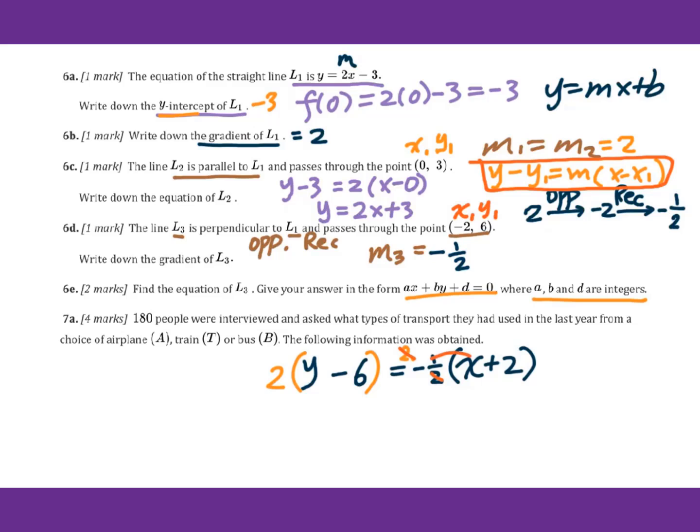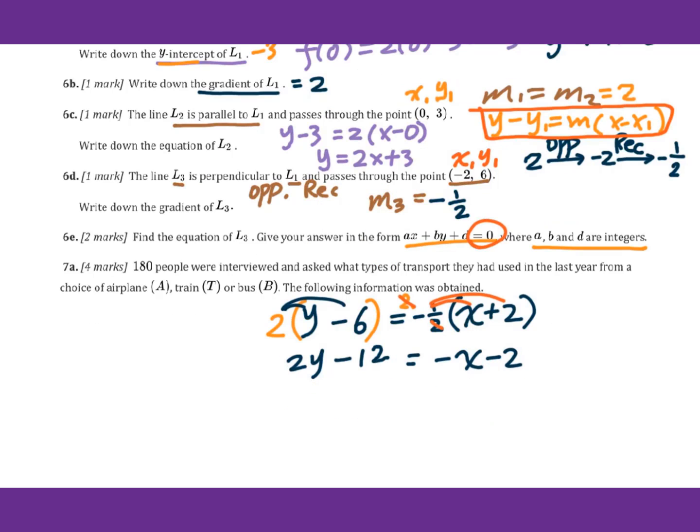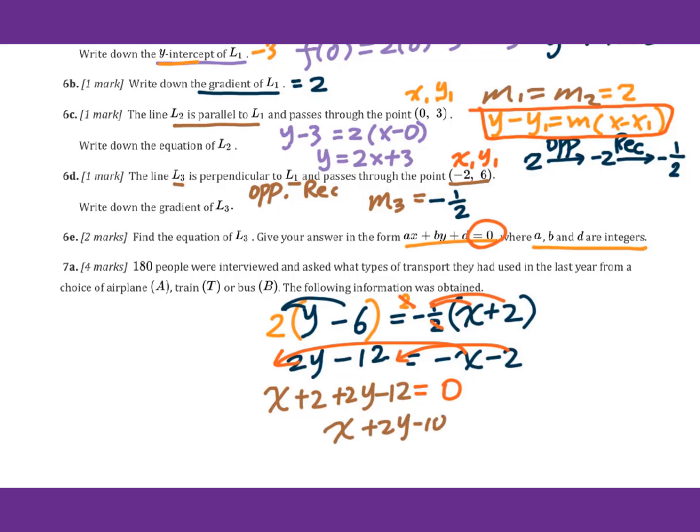Then you will get a negative 1 due to the distributive property. You will get negative x minus 2. On this side you do the distributive property, 2y minus 12. We want to get the equal 0, so move everything to the left side. You will get 0 here. Remember, when you cross the equal sign, you change the sign. So x plus 2 plus 2y minus 12. Combine like terms: x plus 2y minus 10 equals 0. This will be the solution to 6e.